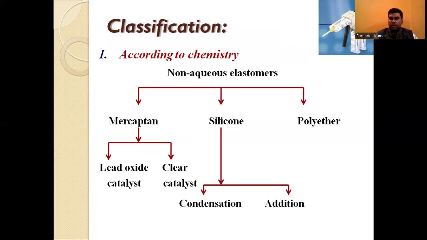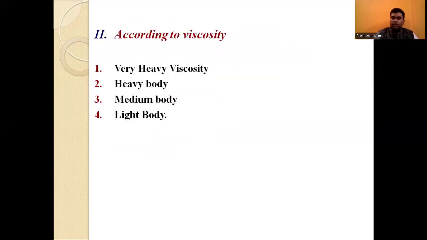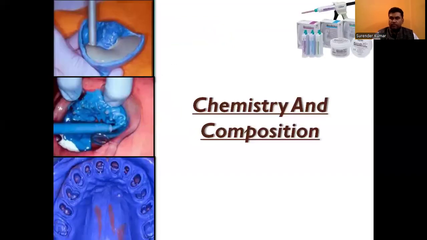The mercaptans have the lead oxide catalyst and the clear catalyst. Silicones are of condensation and addition types. They can also be classified according to viscosity: very high viscosity, heavy viscosity, medium body, light body. Very heavy viscosity is also known as putty.